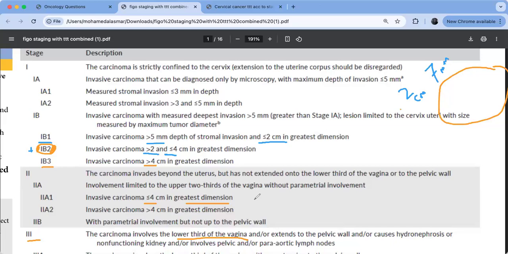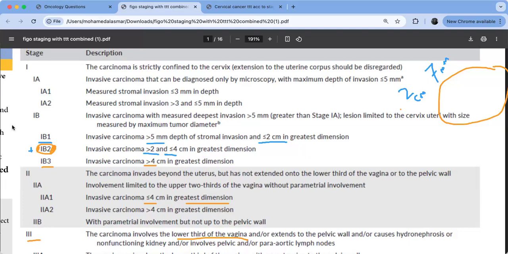Upper two thirds of the vagina without parametrial involvement, remember, okay? So once the vagina is involved, even if the size is 4, now we are in 2A1. More than 4, we are in 2A2. Okay, so please be careful. The tumor is confined to the cervix and uterus, or goes beyond the cervix and uterus and spreads to the vagina. Clear, my friends?